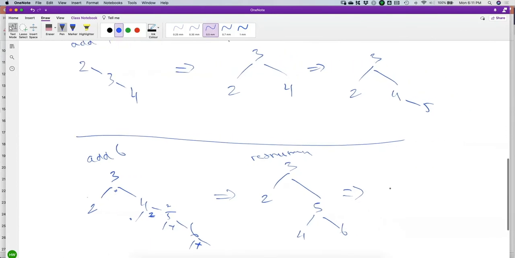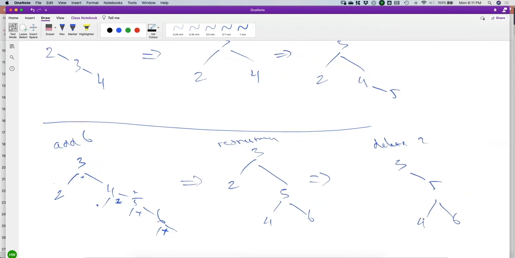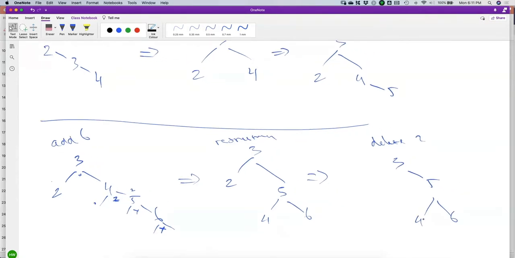Now, when we delete 2, that means 2 is going to go away. So we're going to have the following, right? 4 and 6. Now, deleting 2 creates another imbalance. Because right now, the 3 on the left side is 0. On the right side has a height of 2. So which means that this is now going to be the new Z.